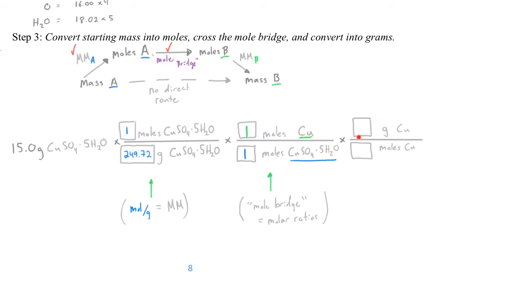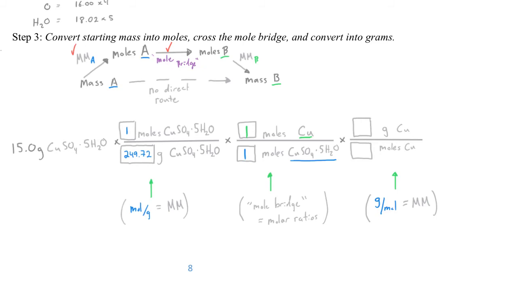We need some values for these blank spaces in front of grams and moles of copper. Where do we get those values? Well, notice that this is another molar mass, right? It's the ratio of grams to moles, or moles to grams. That's just a molar mass. So how do we find the molar mass of copper?